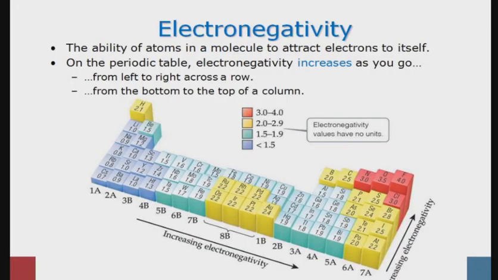Next. Electronegativity. The ability of atoms in a molecule to attract electrons to itself. In the periodic table, electronegativity increases as you go from left to right across a row, and from the bottom to the top of a column.